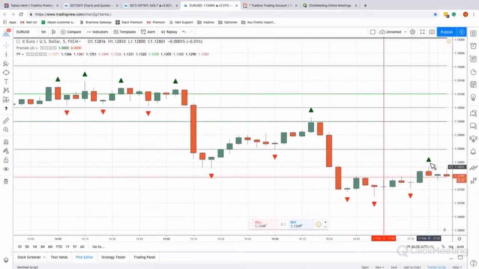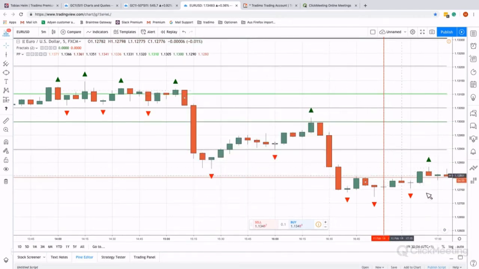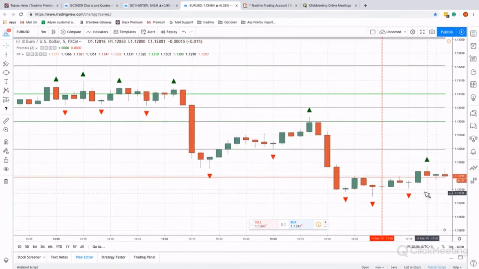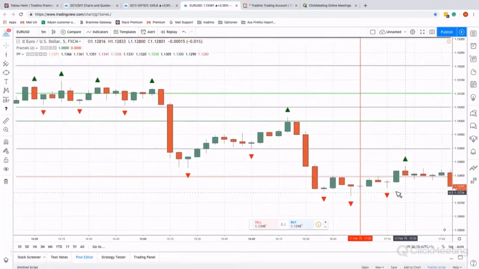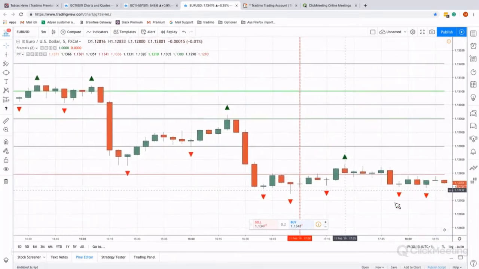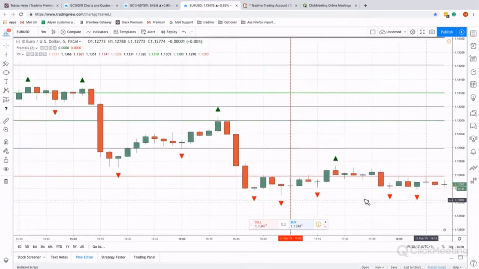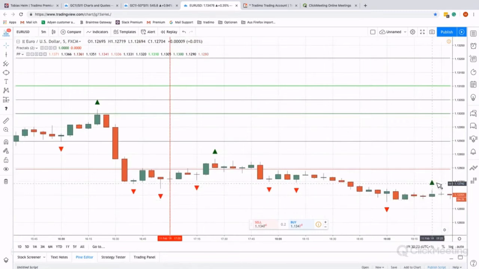Now we are waiting for this up fractal here to be broken, or a new up fractal appears, of course. This also can happen. Market goes down. A lot of down fractals appear, but we don't care. And here we have a new down fractal, a new up fractal, and we are waiting for this up fractal.